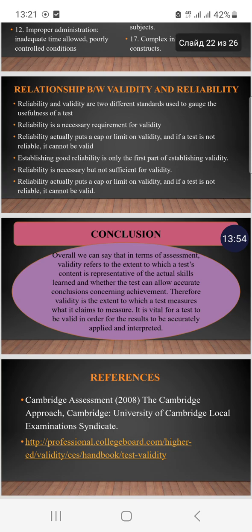So the references are the same as our previous lecture: Cambridge Assessment, Cambridge Approach, University of Cambridge Local Examinations Syndicate, and the website professionalcollegeboard.com, Validity Handbook and Test Validity.